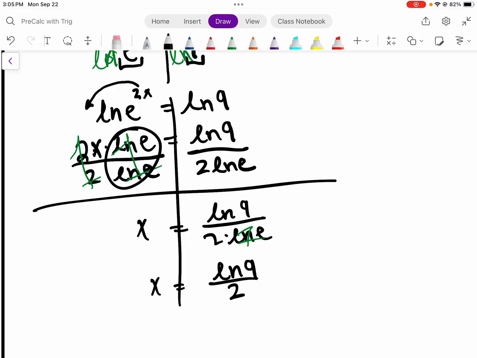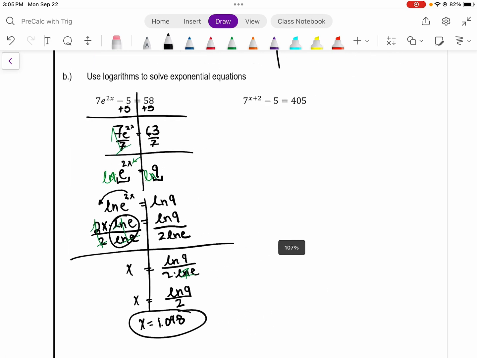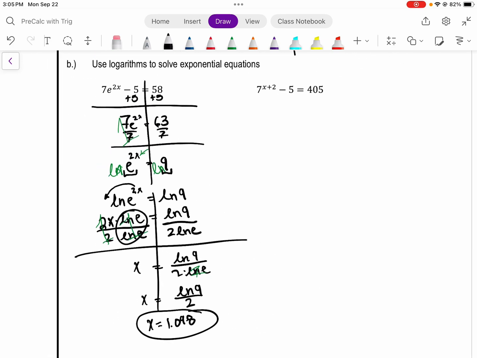So now we're going to go ahead and put this into your calculator. So ln of 9 divided by 2, which gives me 1.098. Try to always do 3 decimal places, and that's how you solve it with logs.